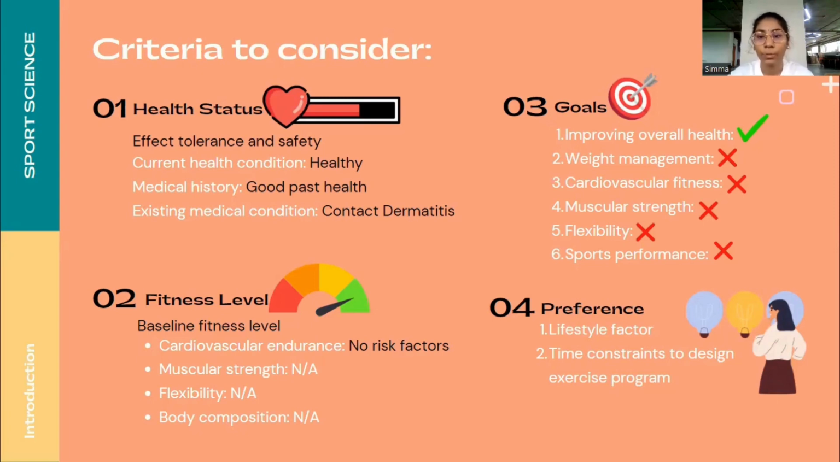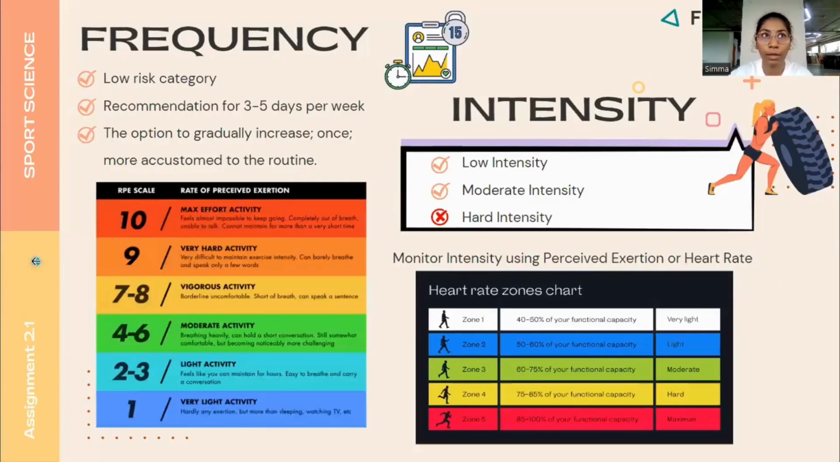Third is the goals. The goal of the client in seeking advice for an exercise program is to improve their overall health, as we have seen in the case study. And then for the preference of the client, we have to look into their lifestyle factors, such as the diet they are following and their daily routine, so we can give the preferred time that fits their schedule. So we have to see the time constraints to design the exercise program also. These are the overall criteria that we will look into in giving the FITT prescription for the client.